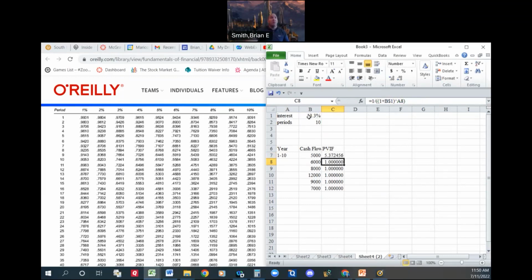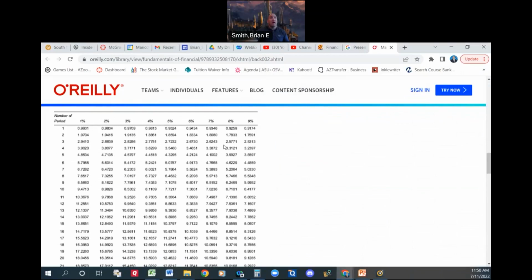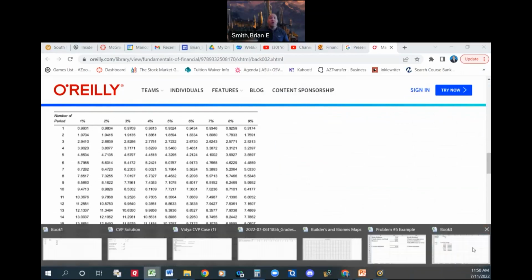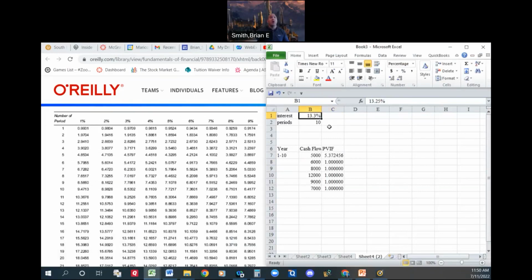Let's check it out for 10 periods. Actually, let's do 9 percent, and do it for 10 periods. 6.4177. If we compare apples to apples, there it was. We got it. So this way is much better. And in this situation, because it's an annuity, you don't need any of this other stuff. You're basically just calculating the present value interest factor. And then to finish off both tables, you just take this and multiply it by that, and that's the present value of your cash flows.